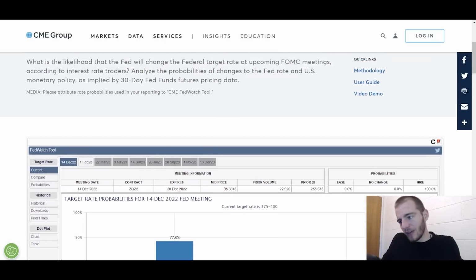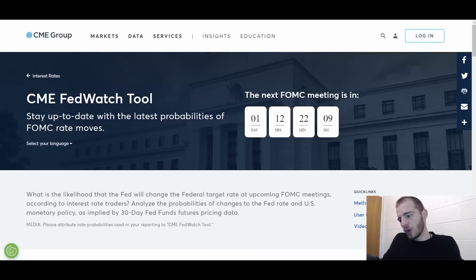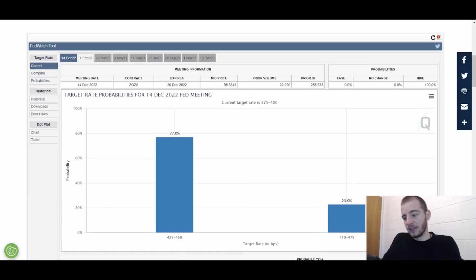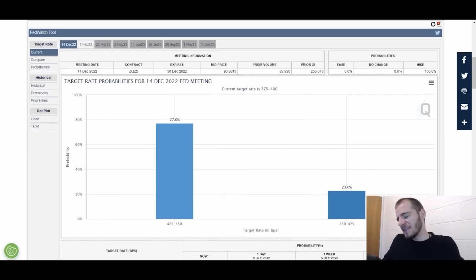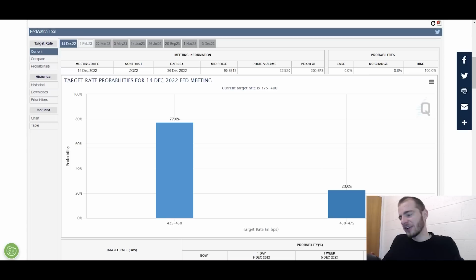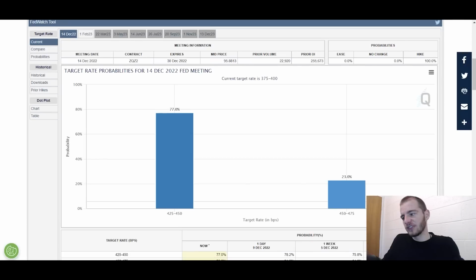Now, 12 hours after that, 24 hours after that reading, which is in 12 hours, so in 36 hours here, we have FOMC, which is the same story. The market is saying there is a 77% chance of a 50 basis point hike and a 23% chance of a 75 basis point hike.